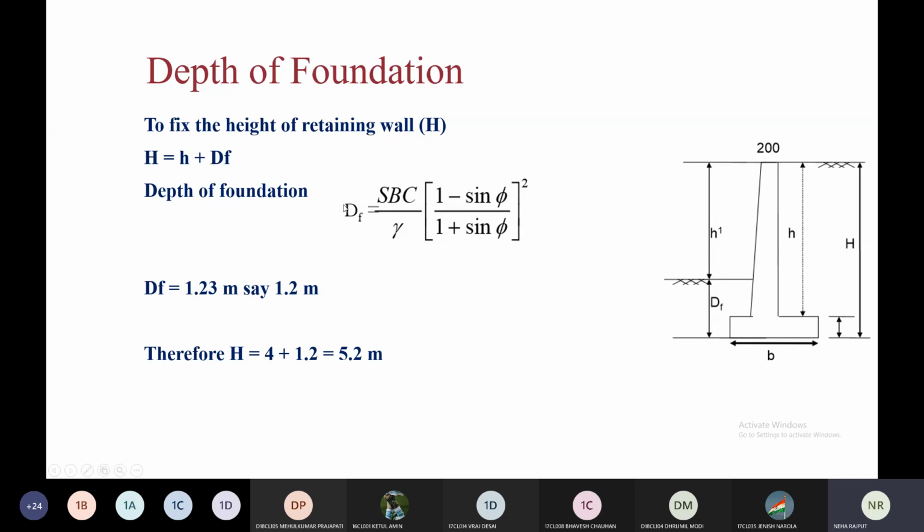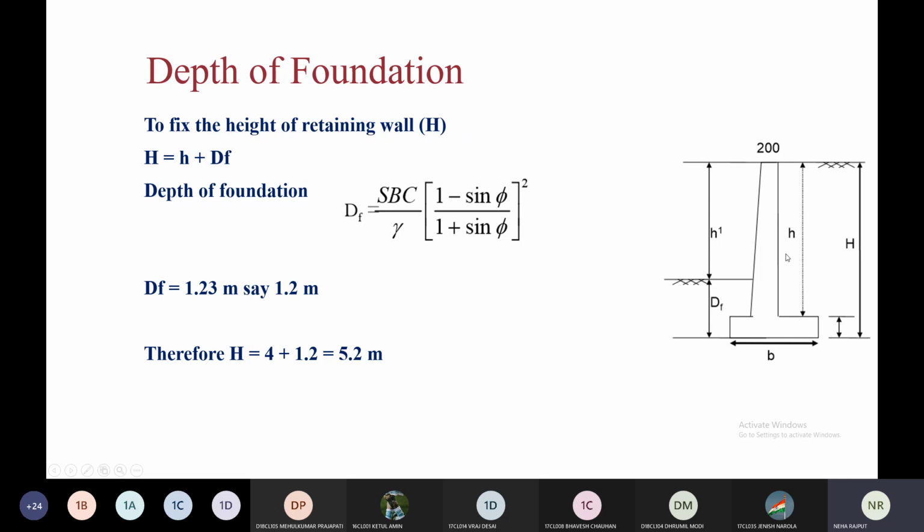The depth of foundation equation: dF is equal to SBC divided by gamma, times (1 minus sin phi upon 1 plus sin phi) whole square. This is the equation. From that you can get the depth of foundation value. SBC is given, phi is given, gamma is given, so you can get the depth of footing over here.